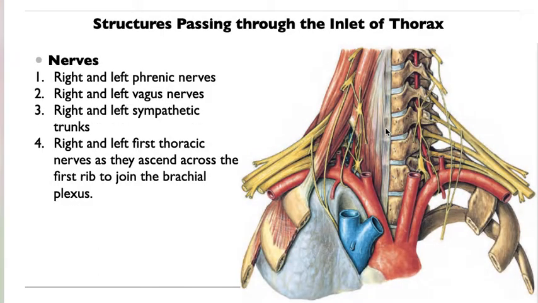Now, amongst the nerves, we have the right and the left phrenic nerve, right and the left vagus, the right and the left sympathetic trunk, as you can see, and then we have the right and the left first thoracic nerves as they are ascending across the first rib to join the brachial plexus.